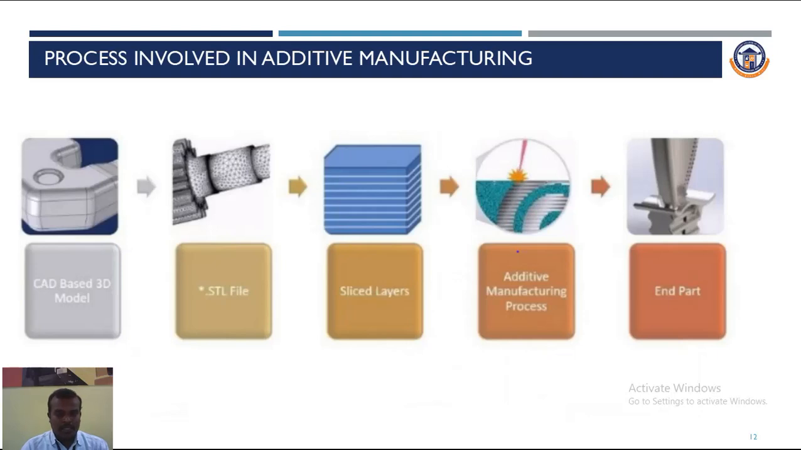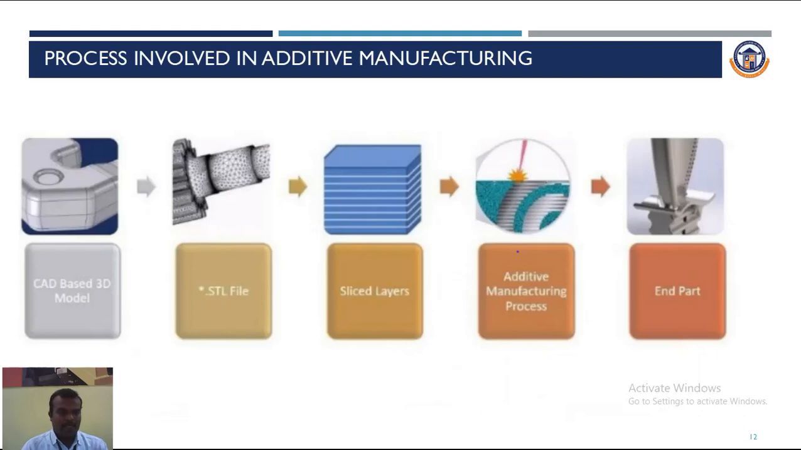I already told that the components will be directly printed from the computer. The model will be printed directly, but before that we need to do some operations. What pre-processing steps are required to print the components? The pre-processing steps are called the process involved, or the methodology involved in additive manufacturing.